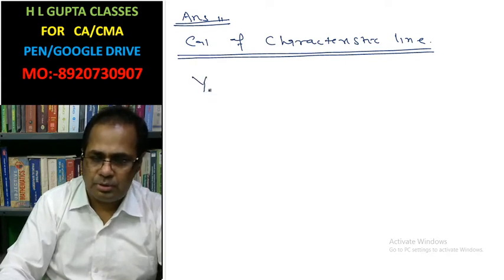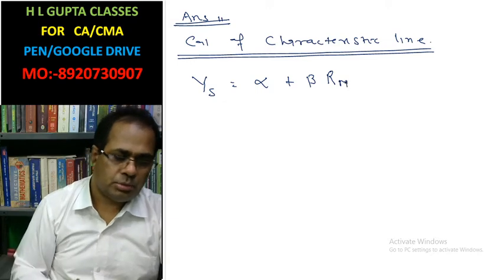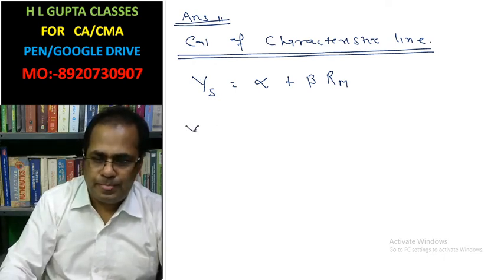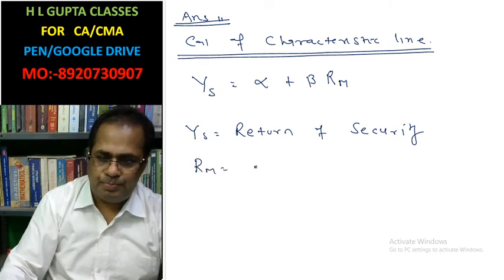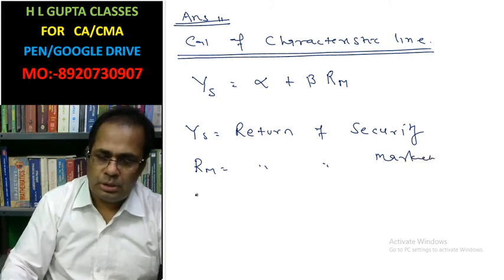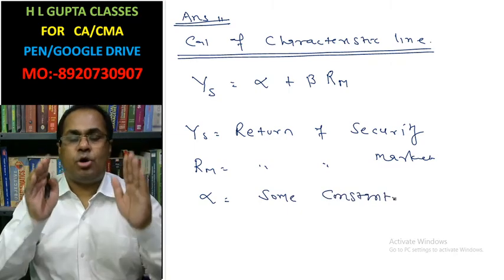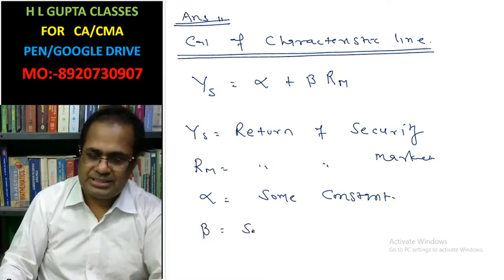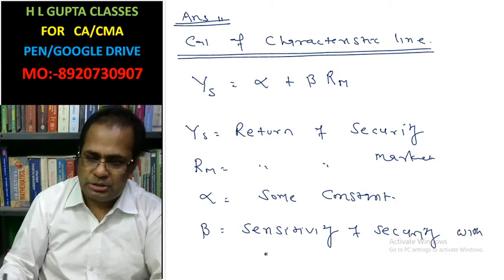The characteristic line is: return of security equals some constant plus beta times return of the market, where the constant is a value determined on the basis of past data, and beta is the sensitivity of the security with respect to the market.